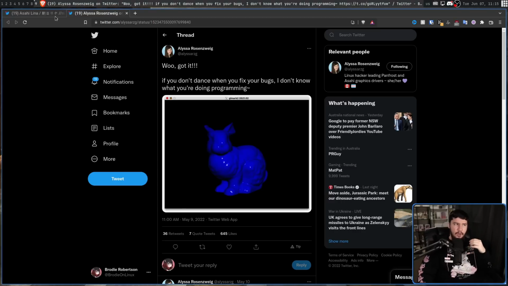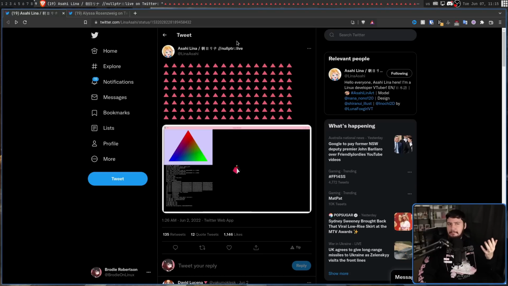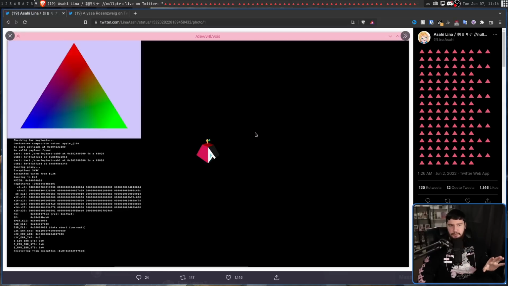Now you might be saying, who really cares about a triangle? Why is a triangle so important? Well, what's different about this triangle render is this isn't being rendered in a macOS environment. This isn't using any of the macOS proprietary drivers. This is the first triangle rendered on a fully open source driver stack.